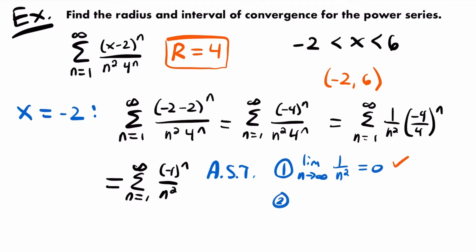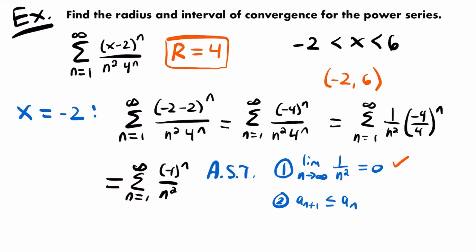And then our second requirement is that this sequence is a decreasing sequence. So what we need to show is that a sub n plus 1 is less than or equal to a sub n. In other words, the next term of the sequence is less than or equal to the previous term. That is what it means for a sequence to be decreasing. Each subsequent term gets smaller. And so is that true for our sequence 1 divided by n squared?